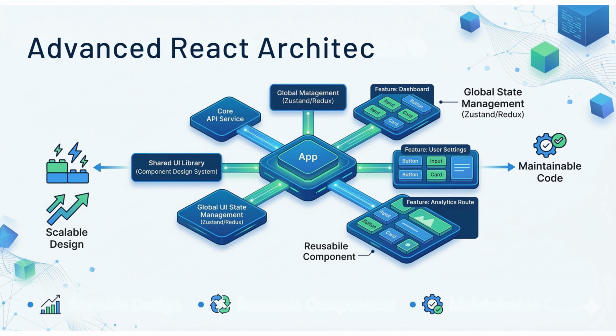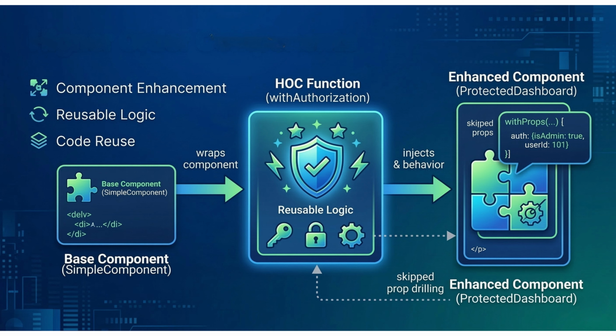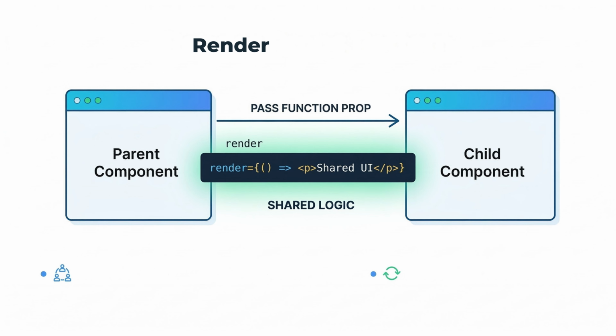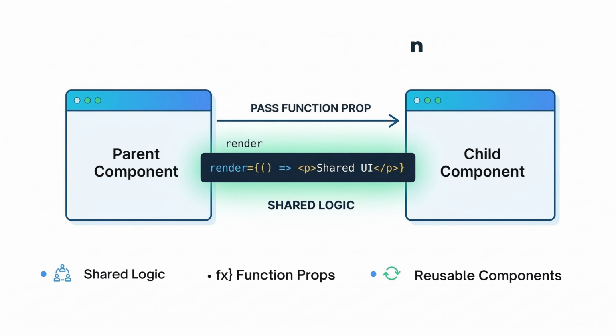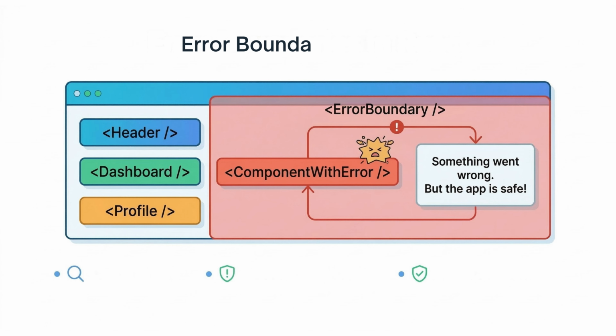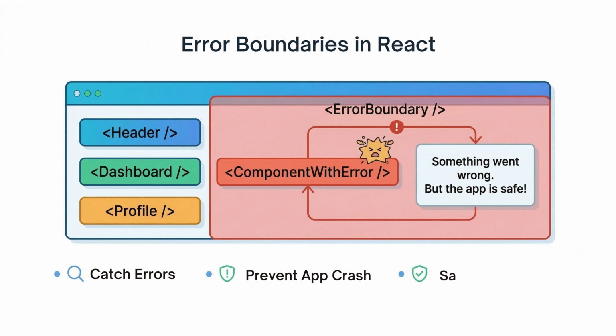Advanced React Architecture. Now, let's explore some advanced architectural patterns. One pattern is called higher order components. These are functions that take a component and return an enhanced component. Another pattern is render props, where components share logic using functions. React also provides portals which allow components to render outside the main DOM hierarchy. And error boundaries help catch errors inside components so the entire application does not crash.